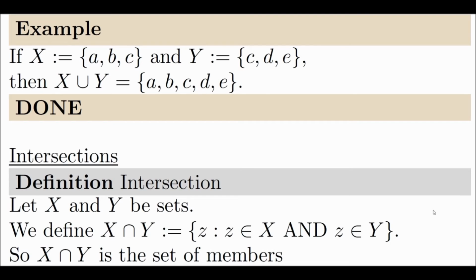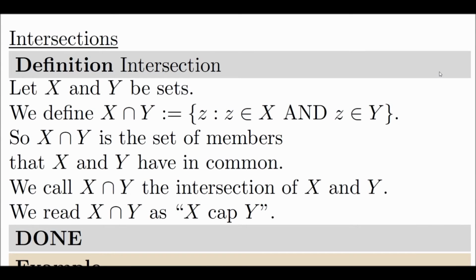Here's an example of taking unions. If X is the set A, B, C and Y is the set C, D, E, then when you take the union, you'll just dump these two sets together, so you'll get all those letters. That'll give you A, B, C, D, and E.